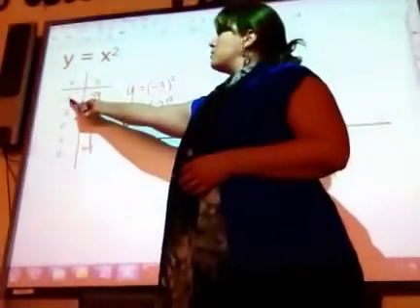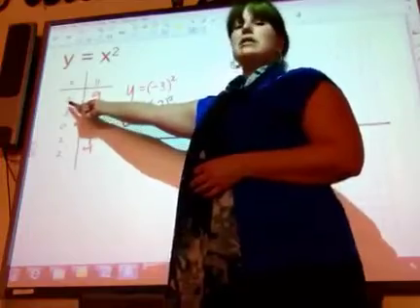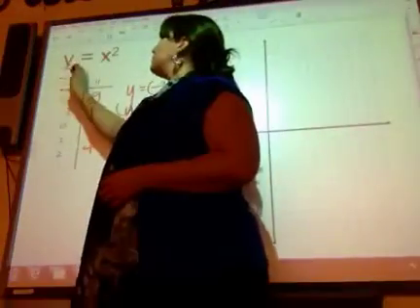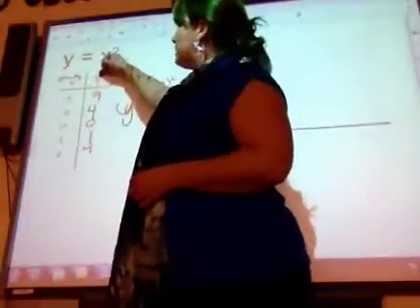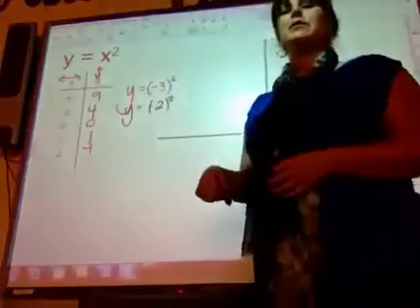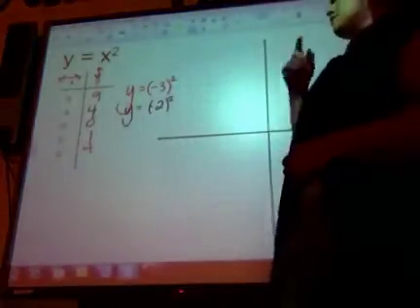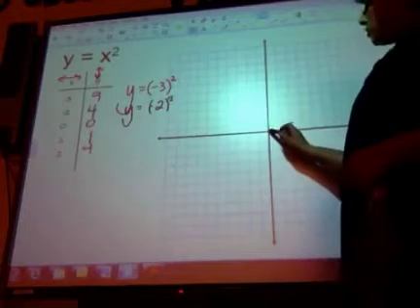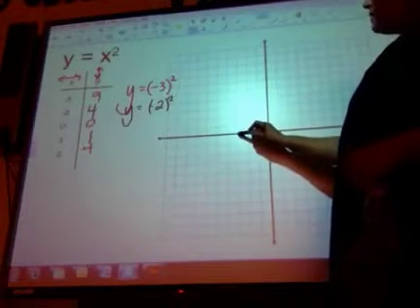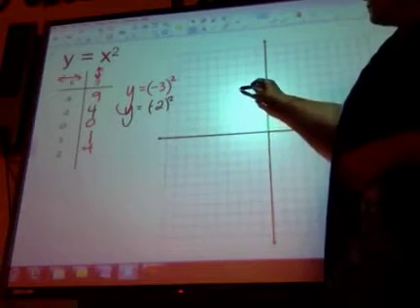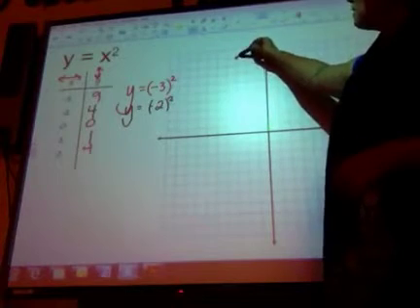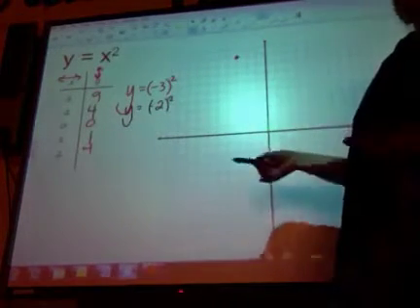So the number that comes under the x will be how many you go sideways, remember? And then the y will be how many you go up or down. Since we have a -3 and a 9, we'll start at the origin and we'll go 3 to the left and then up 9. And we put our dot.